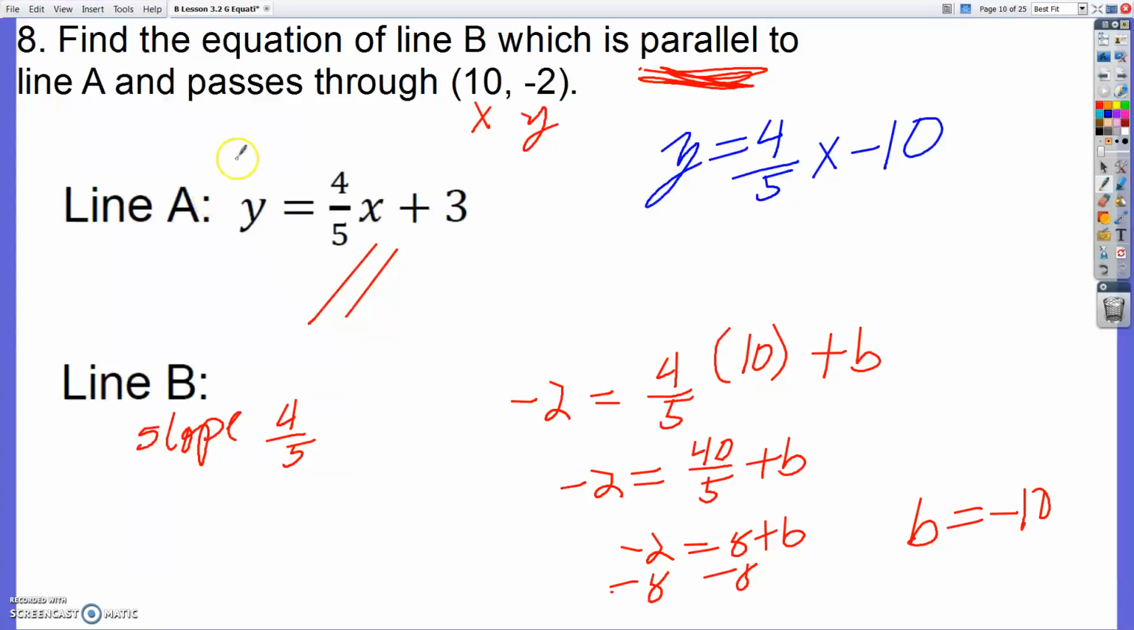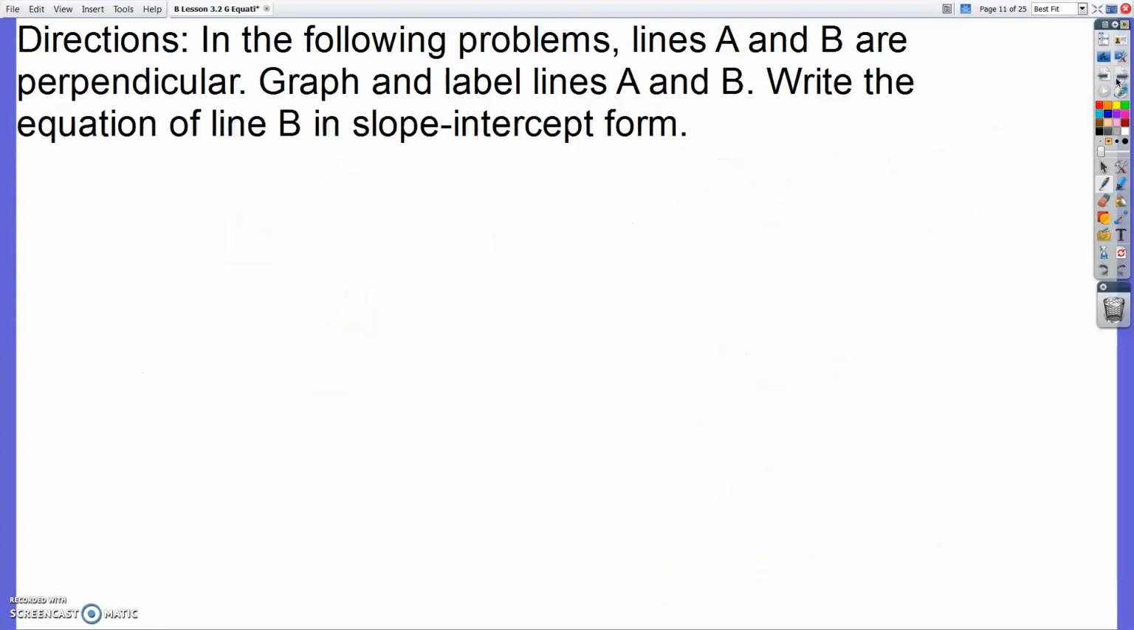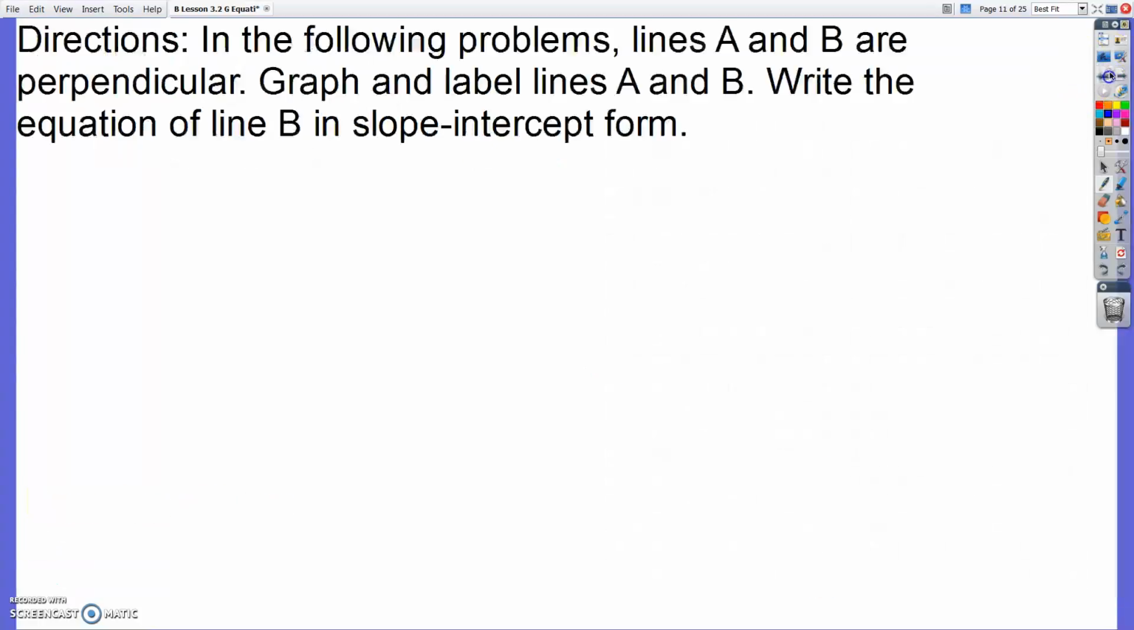Really quickly, we keep saying this, but these are my two parallel lines. I want you to notice they have the same slope, but what is different with parallel lines is the b value. Okay, so now let's go ahead and graph these. It's going to be the same idea. It says, let's double check.